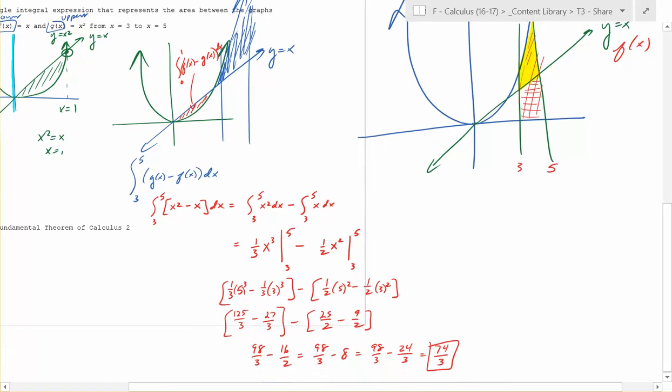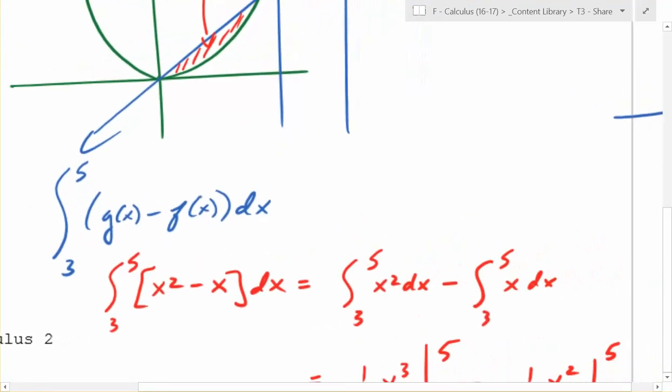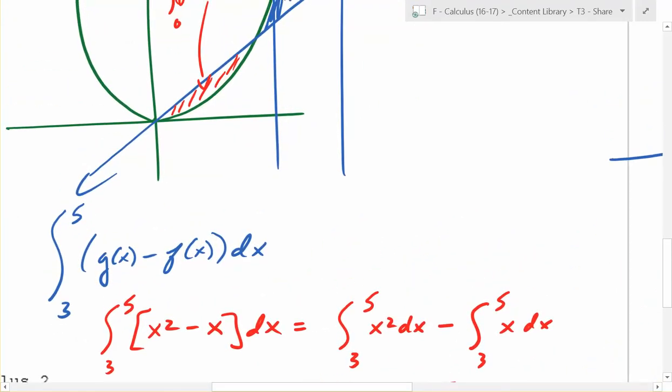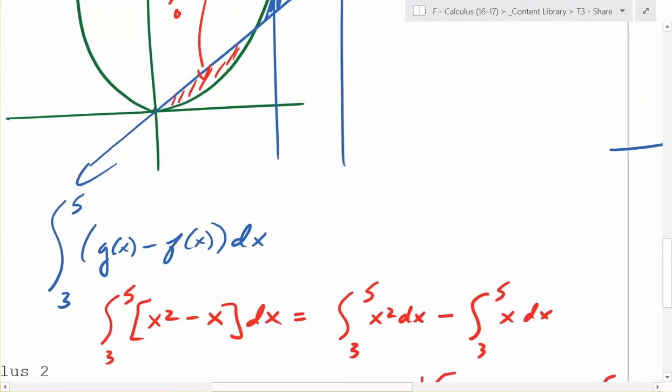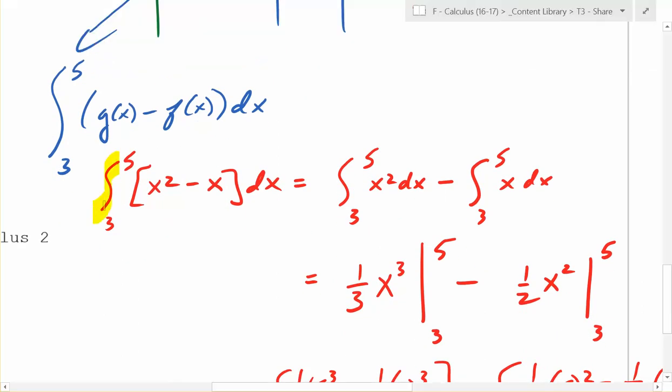Where did the antiderivatives come in? What do you mean exactly? I just didn't see why you put them in. Because of that symbol right there, the integral symbol right there, the area.